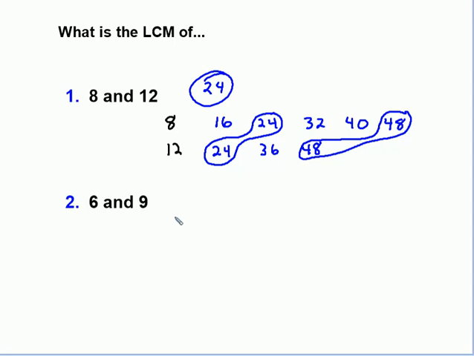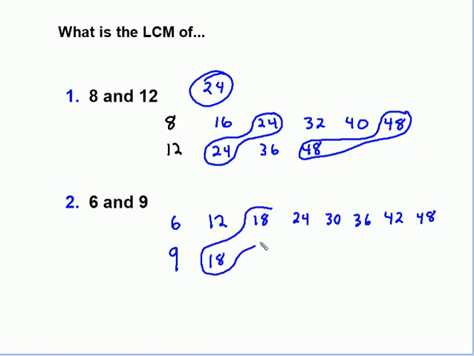Let's do it with 6 and 9. Same thing. 6 times 2 is 12, times 3 is 18, times 4 is 24, times 5 is 30, times 6 is 36, times 7 is 42, times 8 is 48, and we could keep going. 9 times 2 is 18, and you know what? We don't have to go any further because we just found our least common multiple. The multiple that is common to both 6 and 9 and is the smallest is 18.